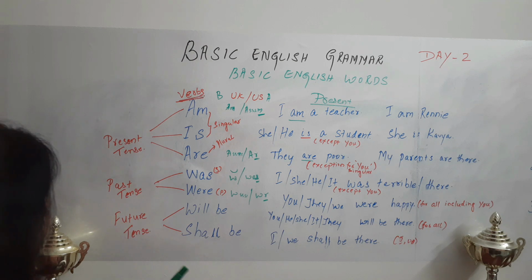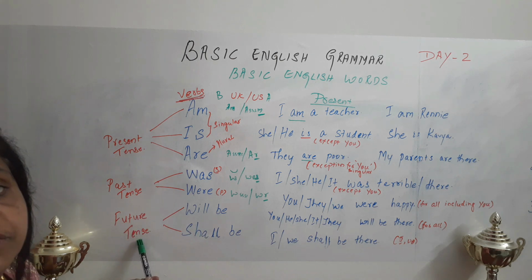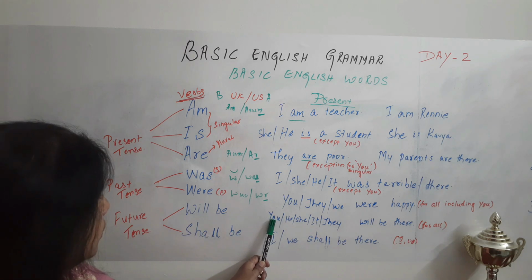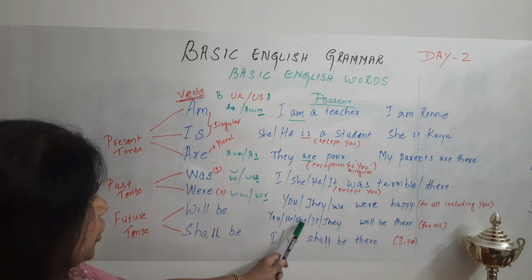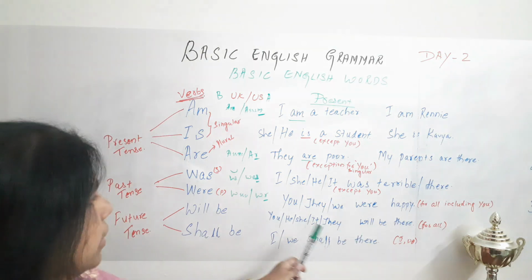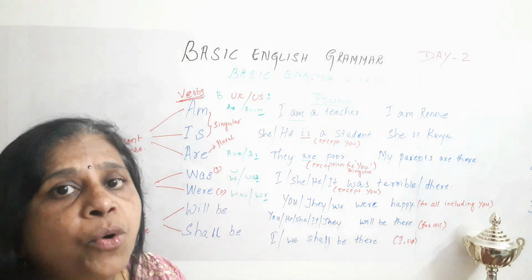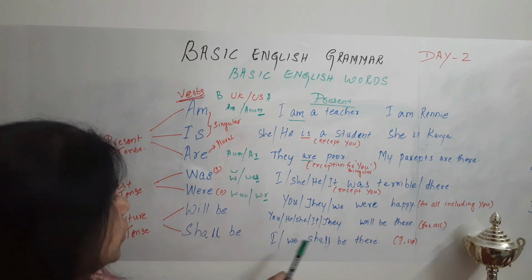Then coming to "will be" and "shall be". This is used for future tense. We can use "will be" for you, he, she, it, they. You will be there. An exception is that for I and we, we use "shall be". I shall be there. We shall be there.